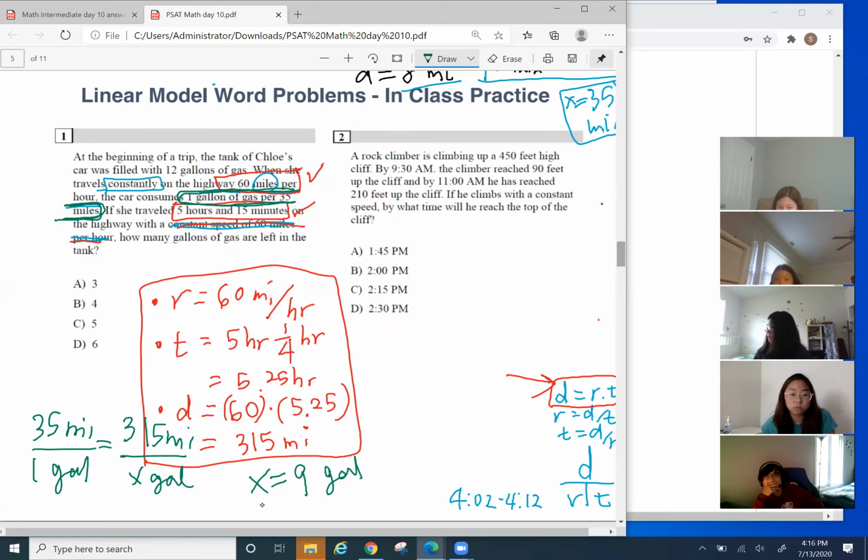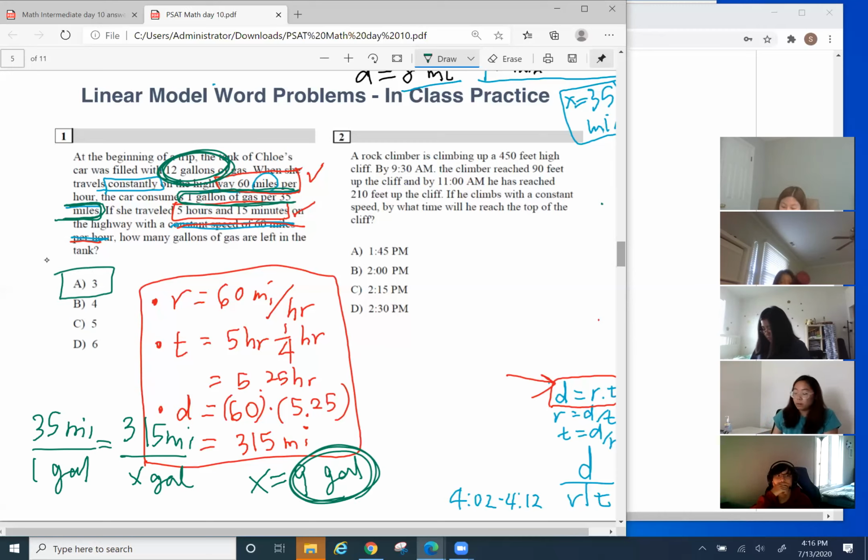Then how many gallons of gas are left over? 3. Right, 12 minus 9 is 3. So I think this question was really hard, but basically you still have to find the distance using the RT equation and then do the proportion with gas, because the more you travel, the more gas you use, right? So it's a proportion.